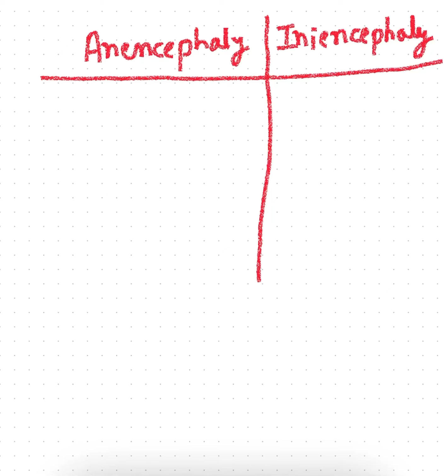In this video, we are going to discuss anencephaly and iniencephaly. The first thing to remember is both are neural tube defects. In anencephaly, the defect is seen at the top of the head, while in iniencephaly, the defect is usually seen at the level of the spine, the cervical spine.